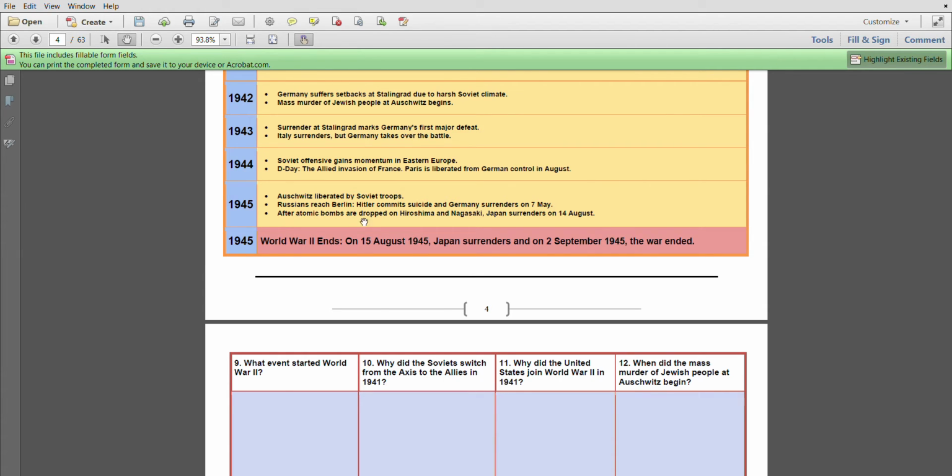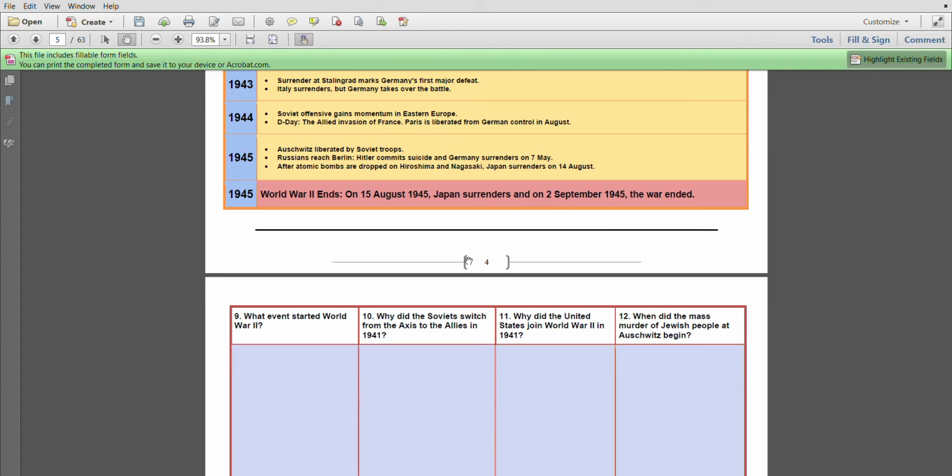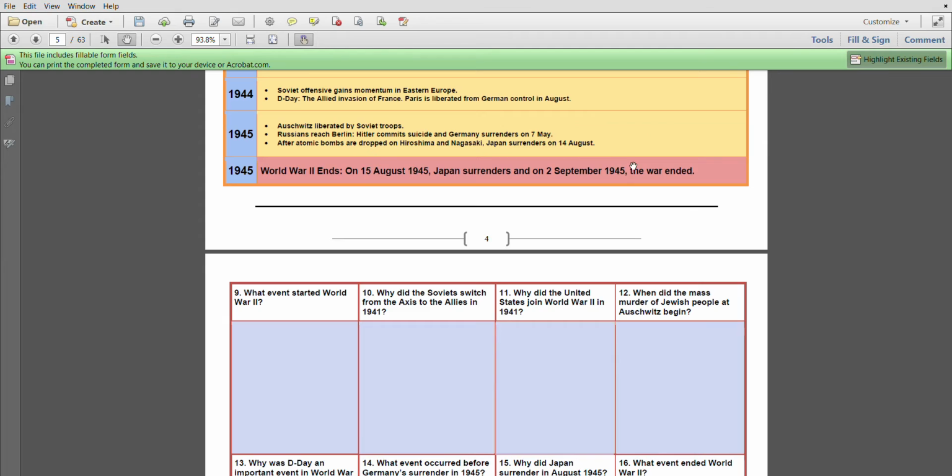After atomic bombs are dropped on Hiroshima and Nagasaki, Japan surrenders on the 14th of August. In 1945, World War II ends. August 15, 1945, Japan surrenders, and on September 2nd of 1945, the war is officially over. Okay? That would be the battle, or the war in the Pacific, as well as the war in Europe.